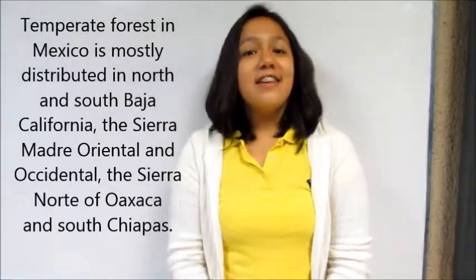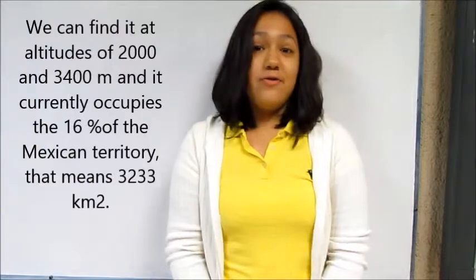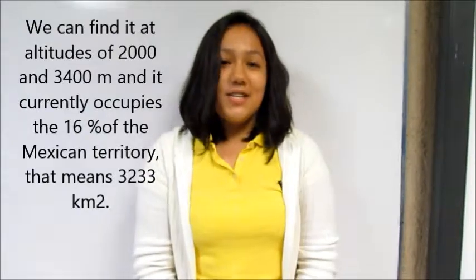The temperate forest in Mexico is mostly distributed in North and South Baja California, the Sierra Madre Oriental and Occidental, the Sierra Norte of Oaxaca, and South Chiapas. We can find it at altitudes of 2,000 and 3,400 meters, and it also occupies 16% of Mexico's territory, that means 3,233 square kilometers.